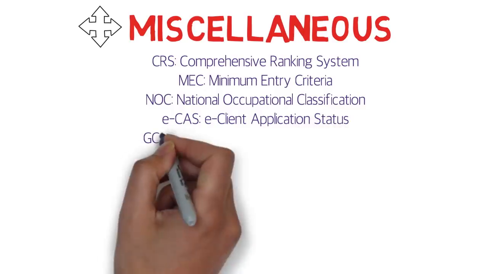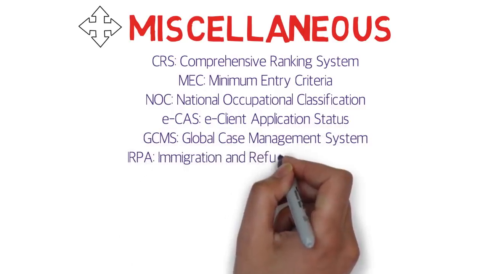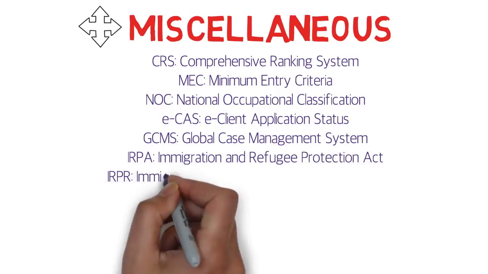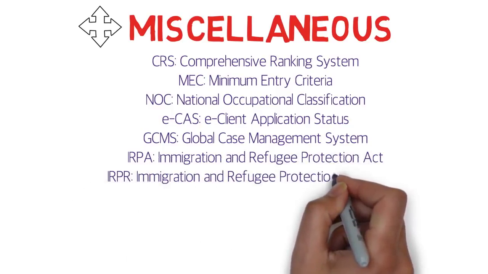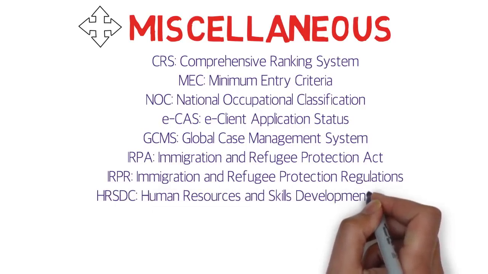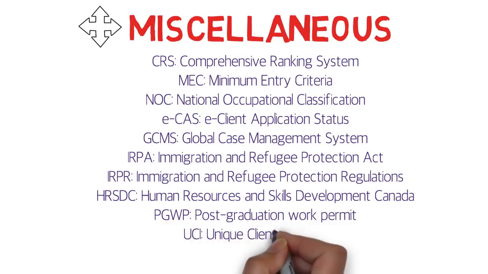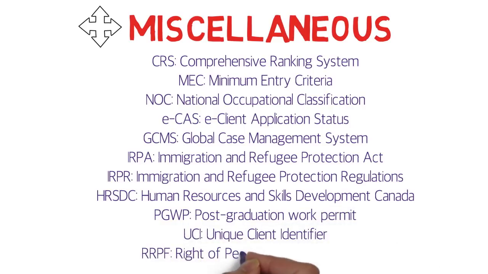GCMS is Global Case Management System. IRPA is Immigration and Refugee Protection Act. The IRPR is Immigration and Refugee Protection Regulations. HRSDC is Human Resources and Skills Development Canada. PGWP is Post-Graduation Work Permit. UCI is Unique Client Identifier. And RRPF is Right of Permanent Residence Fee.